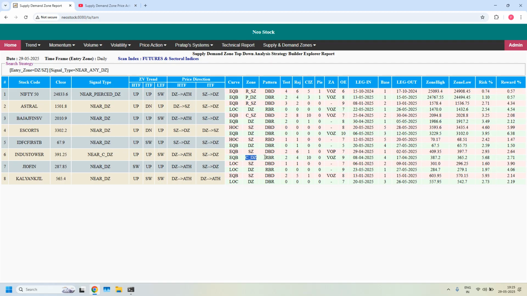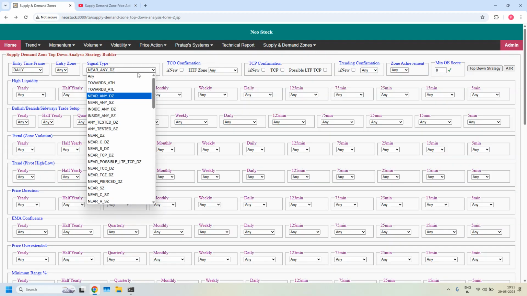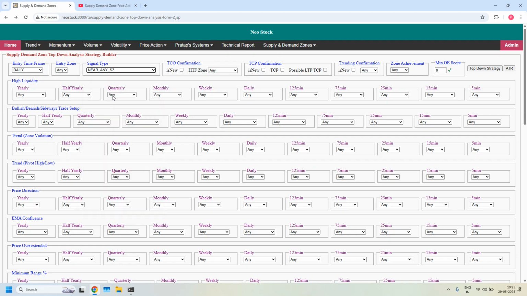You need to fine tune the zone, and if you can find a fresh fine tuned 5-minute zone, you can plan the trade. Otherwise, the zone might be violated. In lesson 16, you learned when a zone can be violated. Okay, we have identified only one daily high liquidity demand zone from this list. Next, daily time frame. Let us find the stocks near to the daily supply zone.